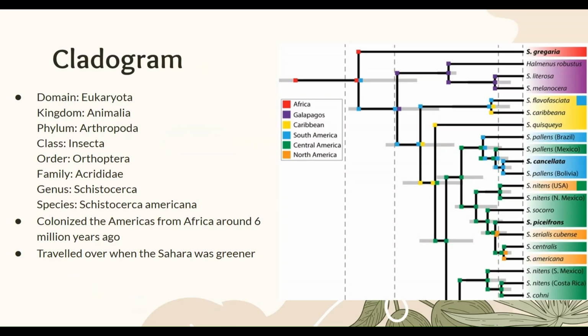And for the tree of life, I put a cladogram here and listed are the classifications of the American bird grasshopper. It is said to have colonized the Americas from Africa around 6 million years ago and traveled over when the Sahara was much greener, and is seen here under Schistocerca centralis. Right under is an orange band that says Schistocerca americana, which is the species name.